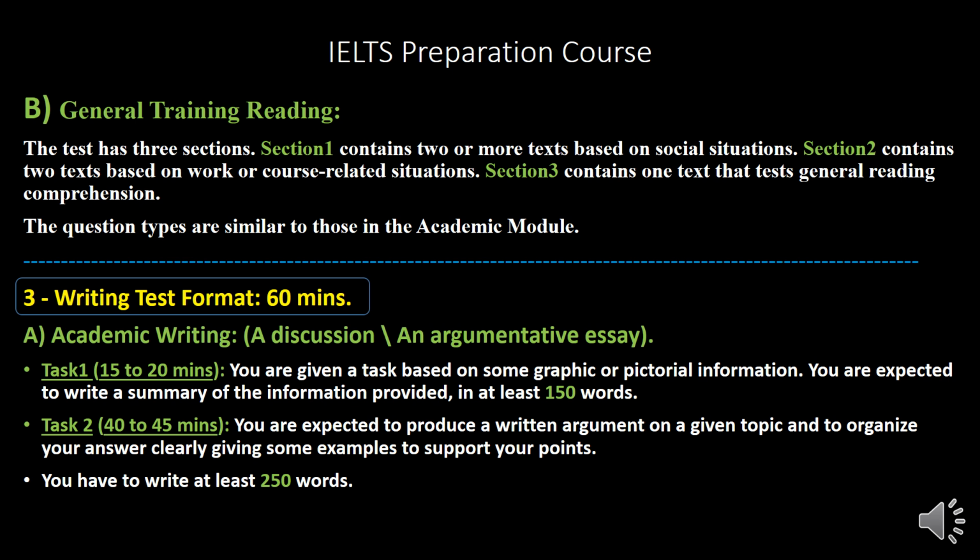Task 2, 40 to 45 minutes. You are expected to produce a written argument on a given topic and organize your answer clearly, giving some examples to support your points. You have to write at least 250 words.